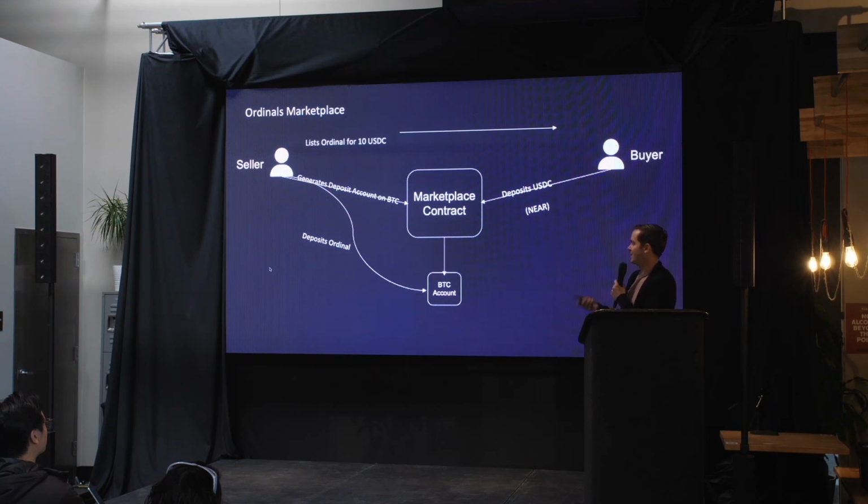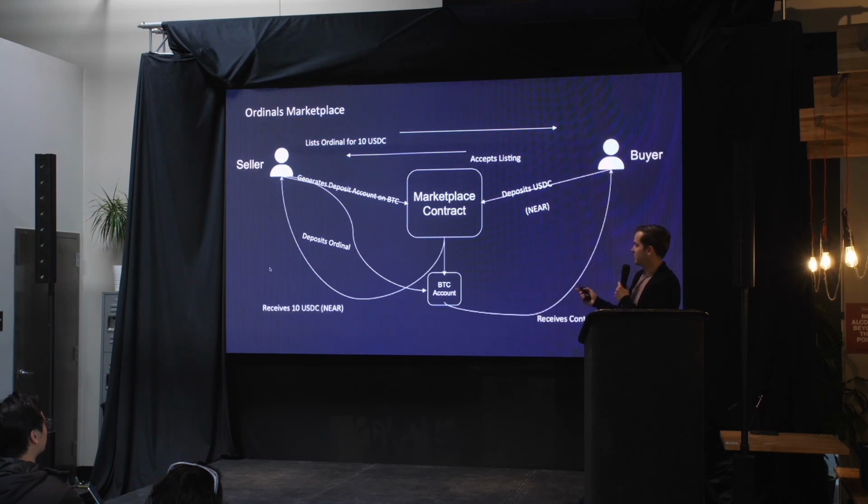So let's say they want to go ahead and list it for 10 USDC, and the buyer comes along and sees that, and they're like, okay, great, 10 USDC is a good deal for this ordinal. Then what happens is, before, only the seller could ask the marketplace contract to withdraw the ordinal. Now that right transfers to the buyer. So the buyer can now ask this marketplace contract to send that ordinal to some Bitcoin account that they control. And on the seller side, the seller can now withdraw the 10 USDC that the buyer had deposited.